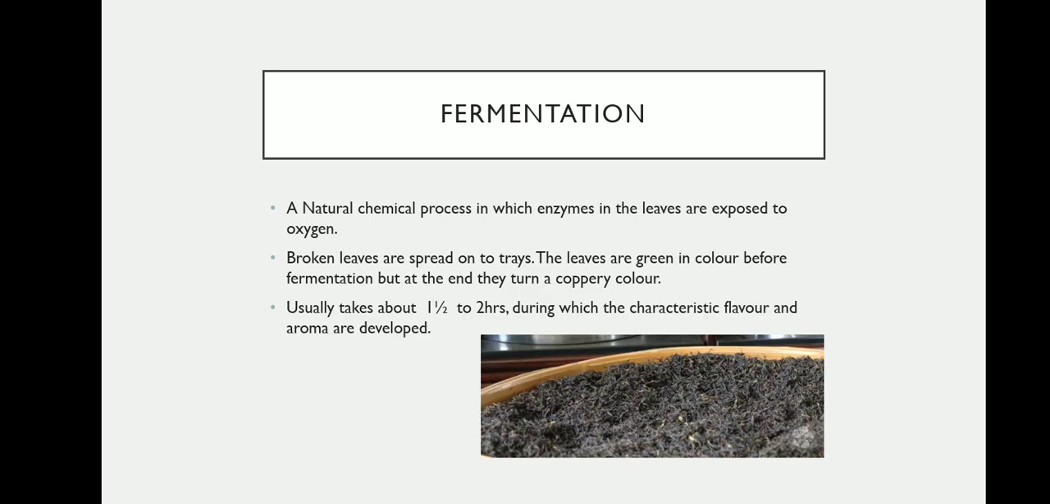Fermentation is a natural chemical process in which enzymes in the leaves are exposed to oxygen. Broken leaves are spread in trays. The leaves are green in color before fermentation. At the end of the fermentation, they turn a coppery color. Usually it takes about 1.5 to 2 hours, during which the characteristic flavor and aroma are developed.